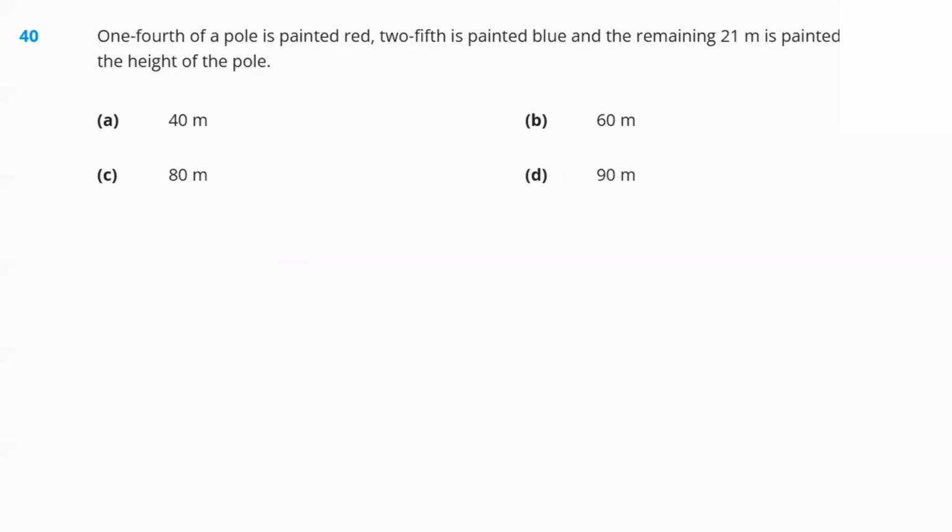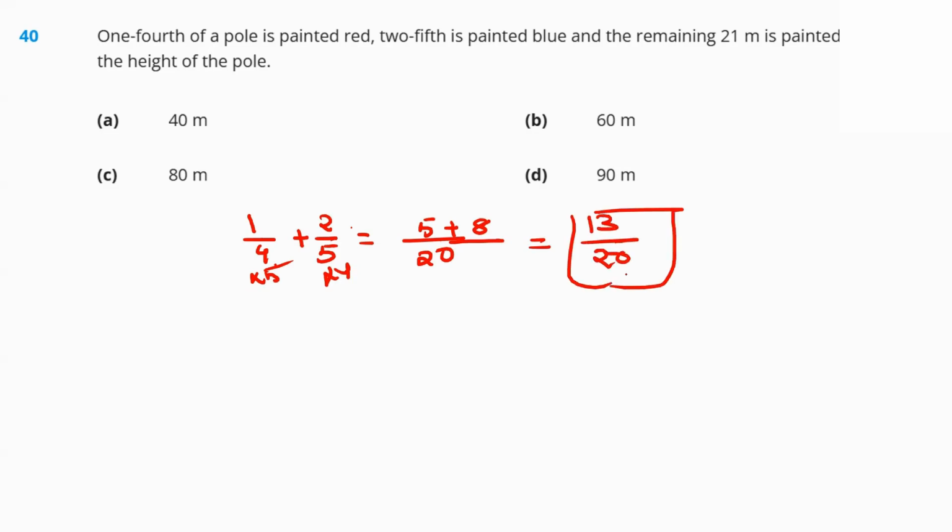Next, question number 40. 1/4 of a pole is painted red. 2/5 of it is painted blue. And the remaining 21 meters is painted green. 1/4 painted red, 2/5 painted blue. That means how many fractions are already painted? The LCM of 4 and 5 is 20. So this becomes 5 plus 2 4s are 8. 8 plus 5 is 13. That means 13 out of 20 parts are already painted.